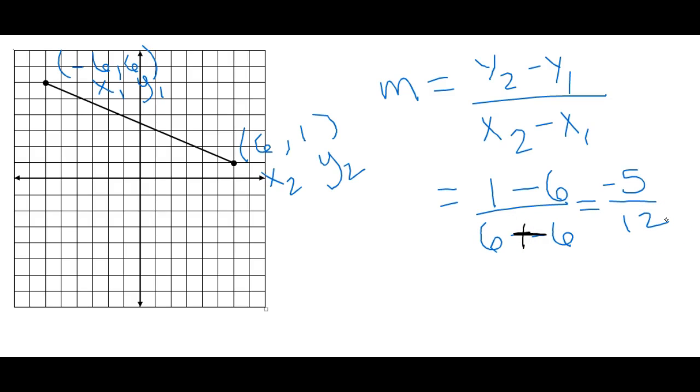Often the slope is left as a fraction. We do need to check and make sure it is simplified. So we ask if there is anything that divides into 5 and also into 12. Well, the only thing that divides into 5 is 5 itself, but if you try 12 divided by 5, that comes out as a decimal. So this does not simplify anymore. Negative 5 over 12 would be your final answer.